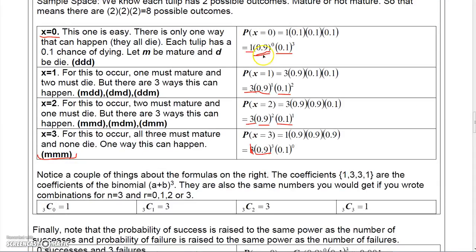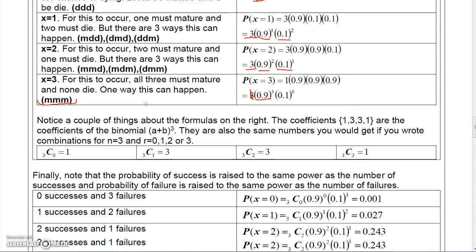If you'll notice, 1, 3, 3, 1, those 4 coefficients are actually the same coefficients you would get if you cubed a binomial. And that's all I'll say about that.